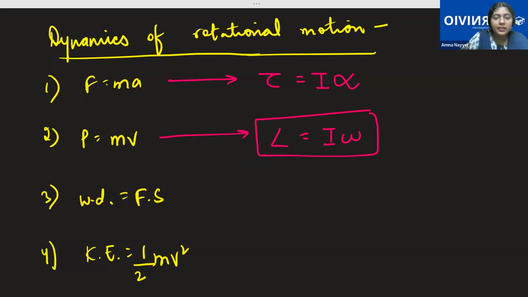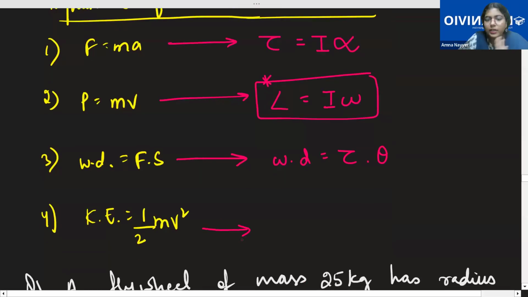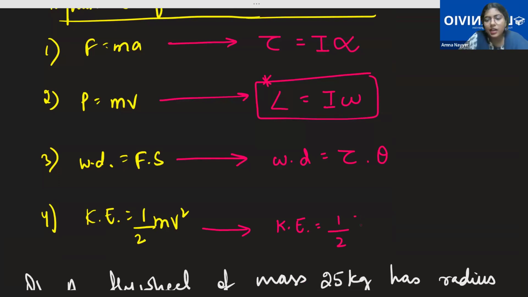Okay. Next is the work done. Work done is the same in both of these, but force will be torque and linear displacement will be angular displacement. This I think I mentioned also in the last class. This is a very important class from the examination perspective. Torque is also important. Kinetic energy I'll be discussing today only. So kinetic energy is equal to half I omega squared. So just write the analogs that we have been doing, whatever we have studied in linear motion.